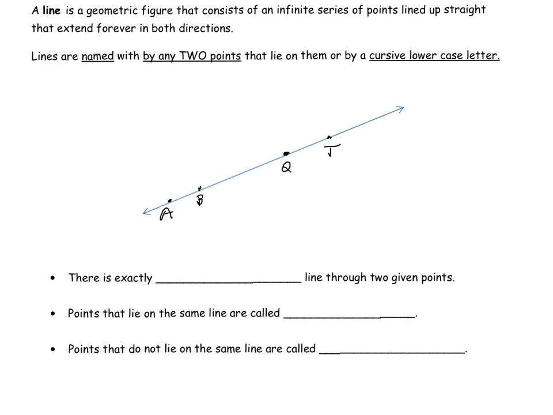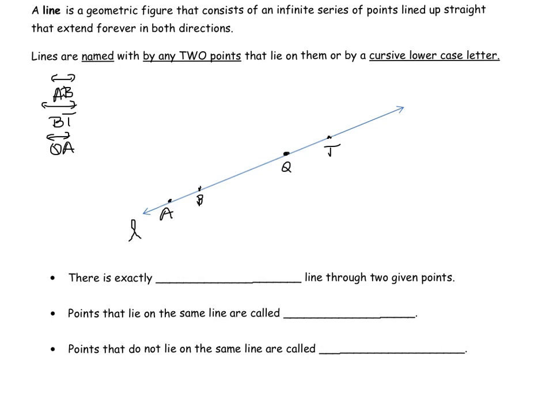So I can call this line AB with a little line on top of it. I could call it line BT. I could call it QA. Doesn't matter what order as long as I'm just picking 2. Be careful not to pick 3 points on the line. Sometimes people want to pick 3 points because they see 3 points, or 4 points because they see 4, but always just choose any 2 points on that line to name it. You can also name a line by a lowercase cursive letter, so I could call this line L if I wanted to.